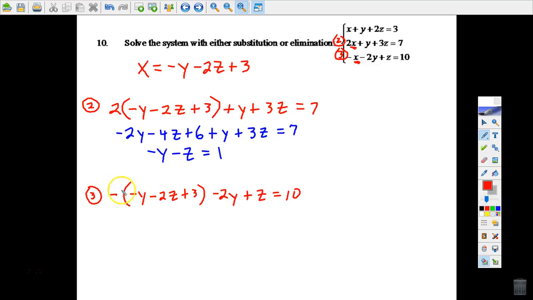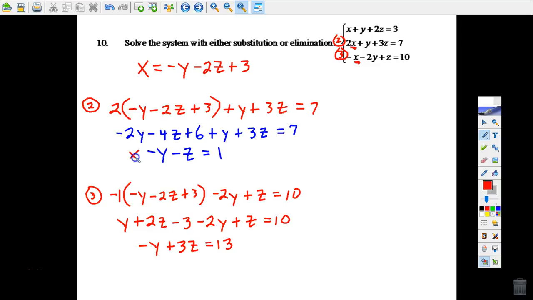Okay, I'll keep this one in red. So now you're distributing negative 1 to all three of these. So that's going to be positive y plus 2z minus 3 minus 2y plus z equals 10. Combine like terms. The y terms, 1 minus 2y is negative y. 2 plus 1z is plus 3z. And now we'll add 3 to both sides to move the constant over, and that gives us 13.